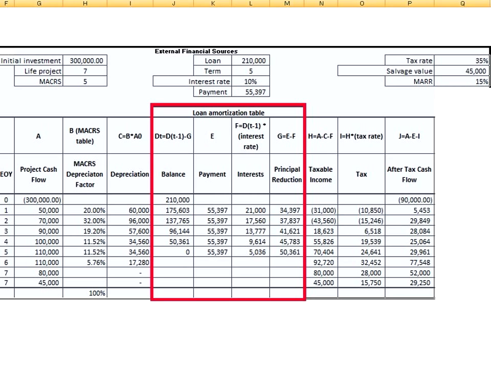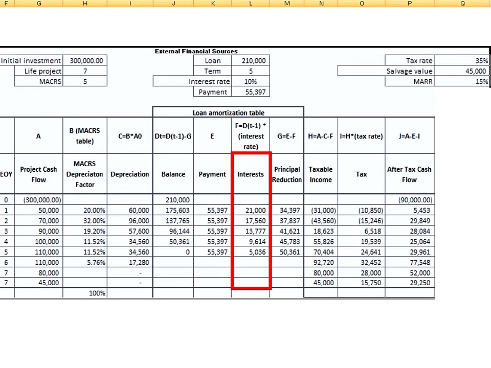The amount of interest for the next period would be 10% of this last balance, and the interest would be $17,560. And again, we subtract that from the total payment of $55,397, and now we can reduce the amount we owe by $37,837. We continue with this process for the next 3 years, and at the end of the 5th year, we have paid off our loan with a balance of 0, and we have separate columns for the amount of interest and the amount of reduction of principal.